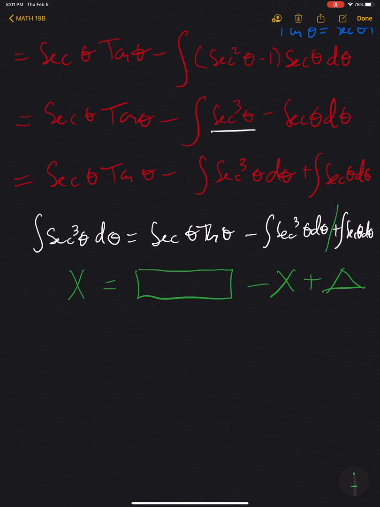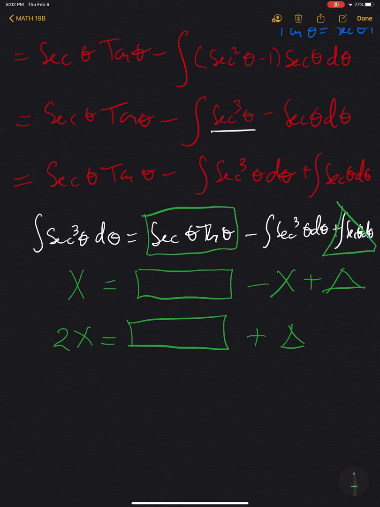And notice that the last expression, the integral of secant, is a common integral. So we can just find the antiderivative of that by looking at a table. That means that if I want to solve for this unknown, which is the integral of secant cubed, I can just write down 2 times that unknown to be the first part plus the second part. In other words, this is the first part, and this is the second part. So what we're doing is literally solving for the integral.